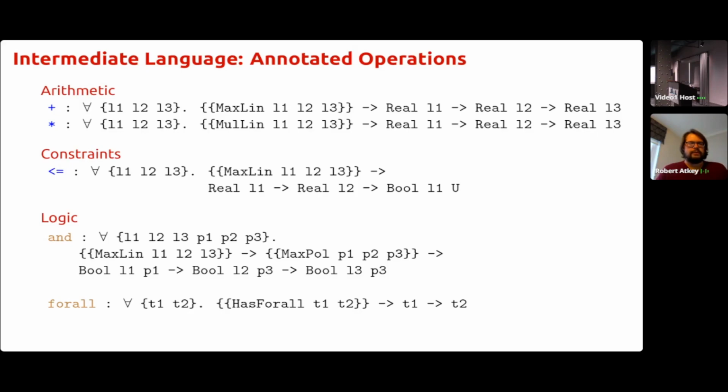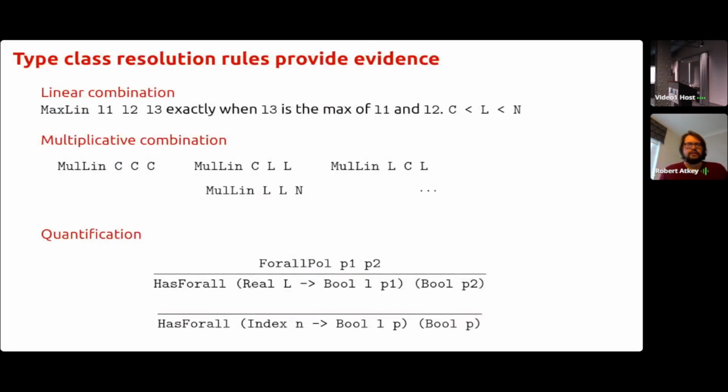And then this for all is quite a complex one because we have this has for all constraint, which allows us to mix for alls over real variables, but also for alls over finite collections, which is one of the things we used in the monotonicity example. And then what we're going to do is use type class resolution rules to provide evidence. So for the max lin and mul lin, there's a bunch of fixed rules. So for instance, multiplying two constants gives you a constant, multiplying constant by linear gives you linear, multiplying linear by constant gives you linear, and so on, multiplying two linears gets you nonlinear. And for quantification, we have rules like if we want to quantify over reals, then that real is going to be a linear one because obviously it has a linear dependence on that variable. And then this is going to give you a Boolean. And this for all polarity is going to make sure that the polarity P2 includes the information that it's got a for all quantifier in it.